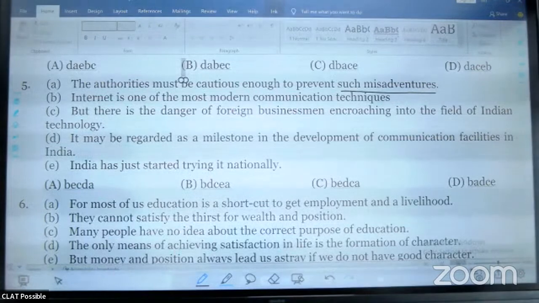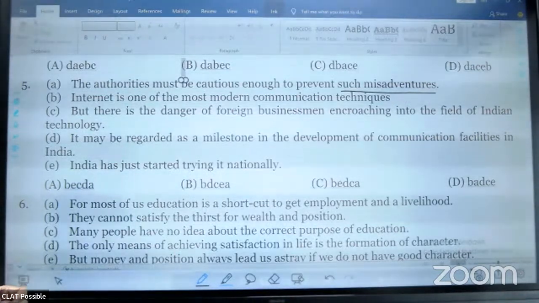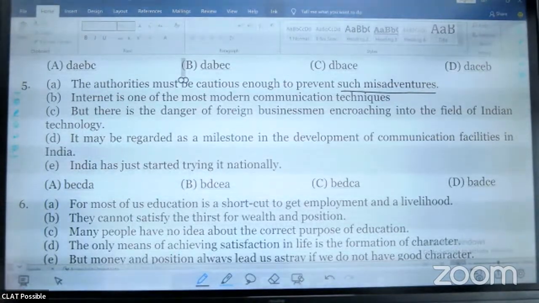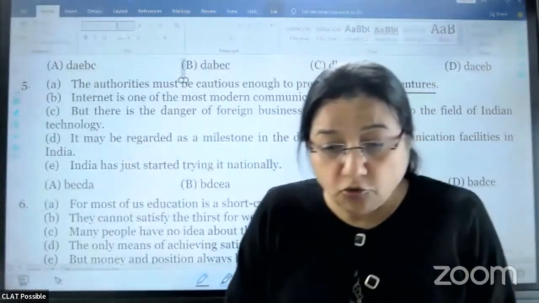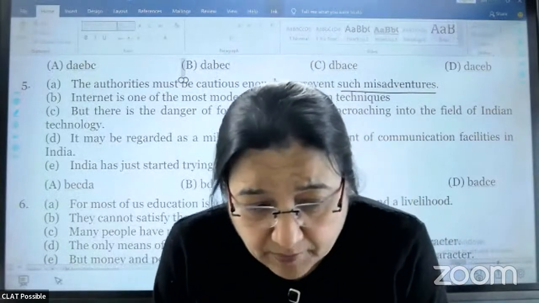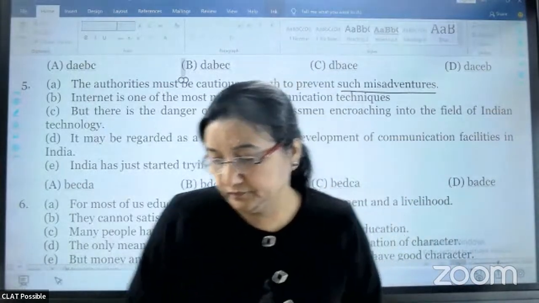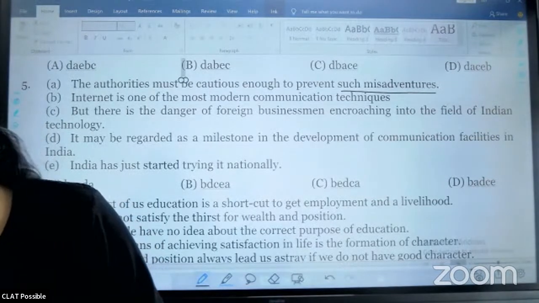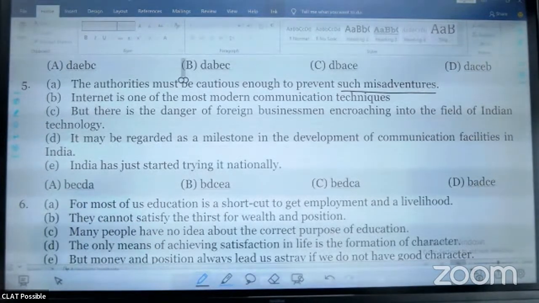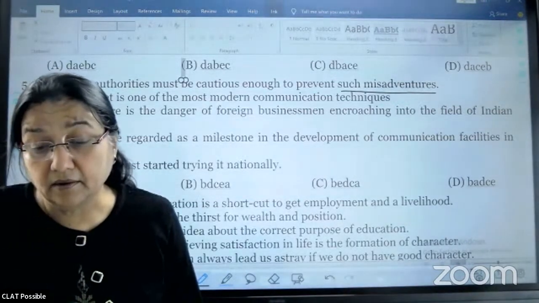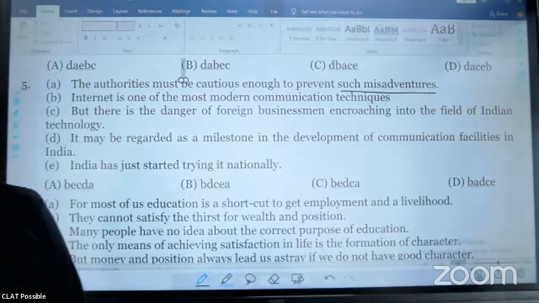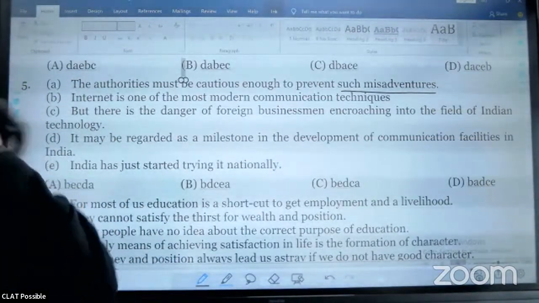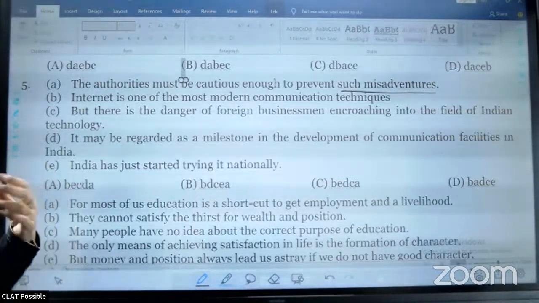doubt there. Internet is one of the most modern communication techniques. Wonderful. Out of A and B, which one of them is more generic? I think mere ko to B lag raha hai. I feel B is more generic than my A. Yes. B is more generic.